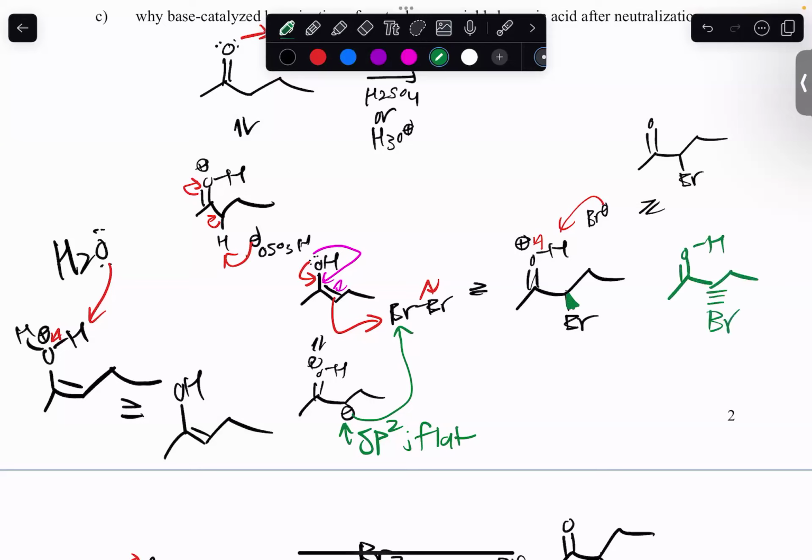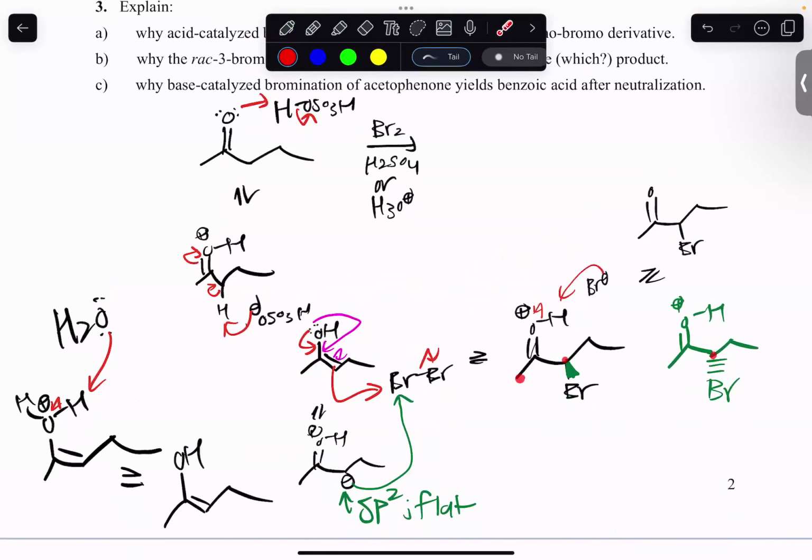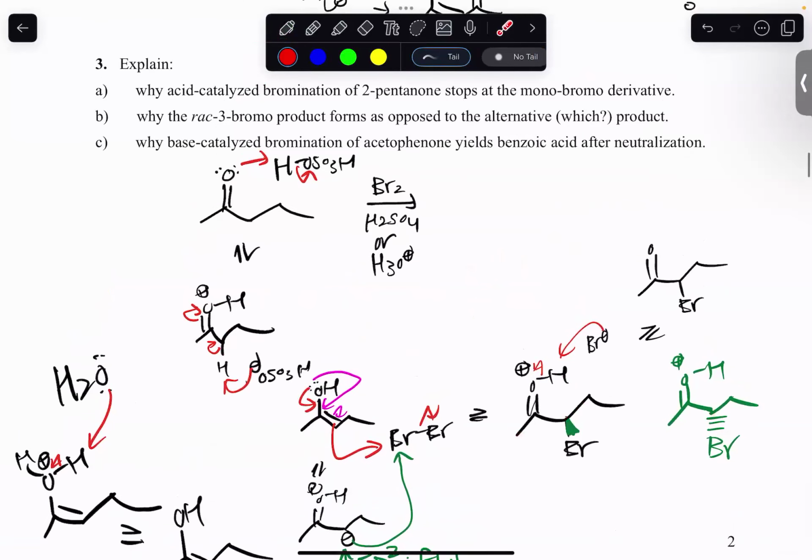But what happens if it attacks the other alpha carbon? If the other alpha carbon attacks, then that wouldn't be racemic because that would not be a chiral center. It has two H's on it, so we can't say racemic. Okay, so basically it's asking why it attacks this carbon instead of the one on the left. Yeah, that's right.